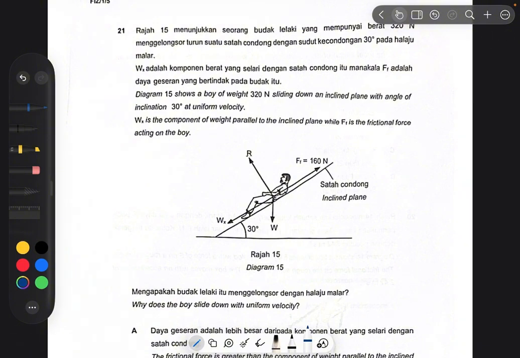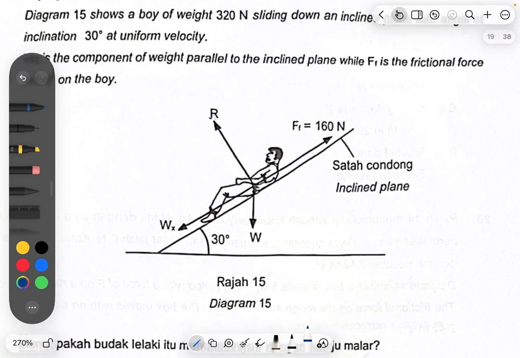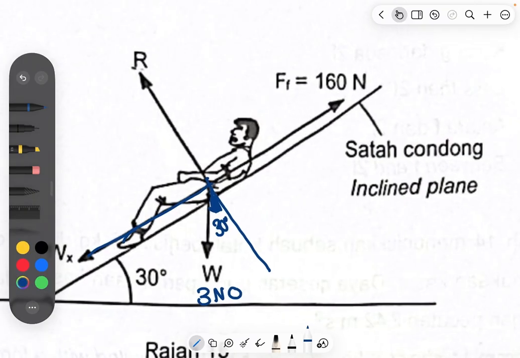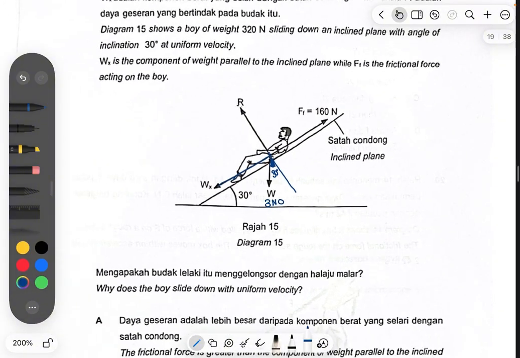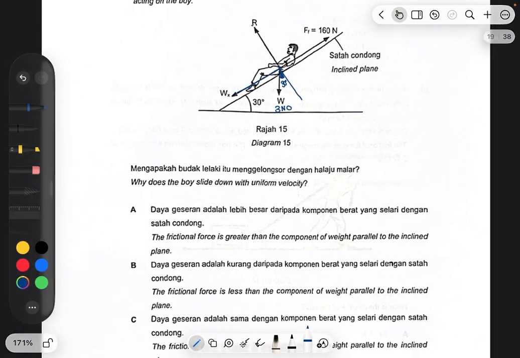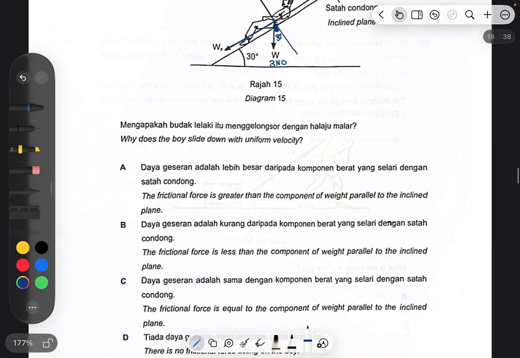WX. Diagram 15 shows a boy of weight 320 newtons sliding down an inclined plane with an angle of inclination 30. Weight 390. Okay. Here, this is 30. Here, straight. He must want us to find WX, right? What is the boy... What is the boy sliding down with uniform velocity?